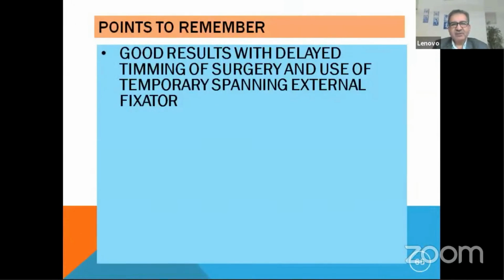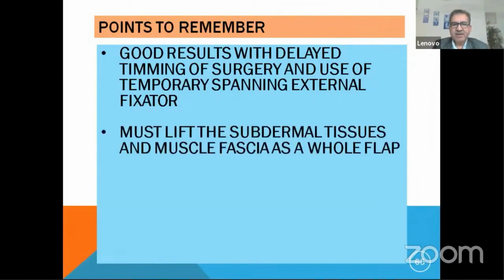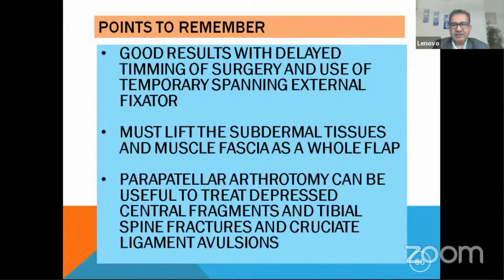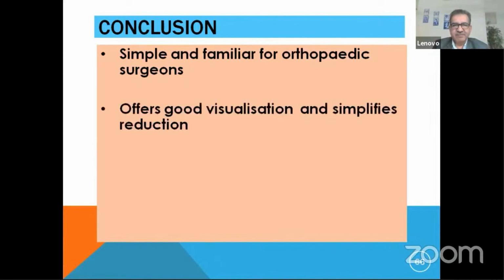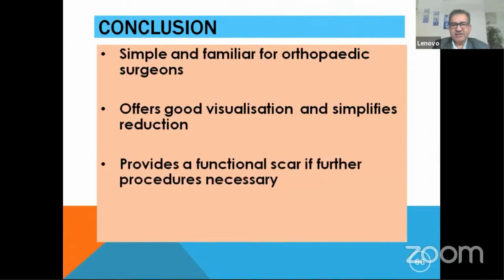Points to remember: good results with delayed timing of surgery and use of a temporary spanning external fixator. Must lift the subdermal tissues and muscle fascia as a whole. The parapatellar arthrotomy can be useful to treat depressed central fragments, as we have already discussed, and tibial spine fractures and cruciate ligament avulsions. And we could conclude that it is simple and familiar for orthopedic surgeons. We all are doing TKR now, and it is very simple for all of us. It offers good visualization and simplifies reduction. It provides a functional scar if further procedures are necessary.